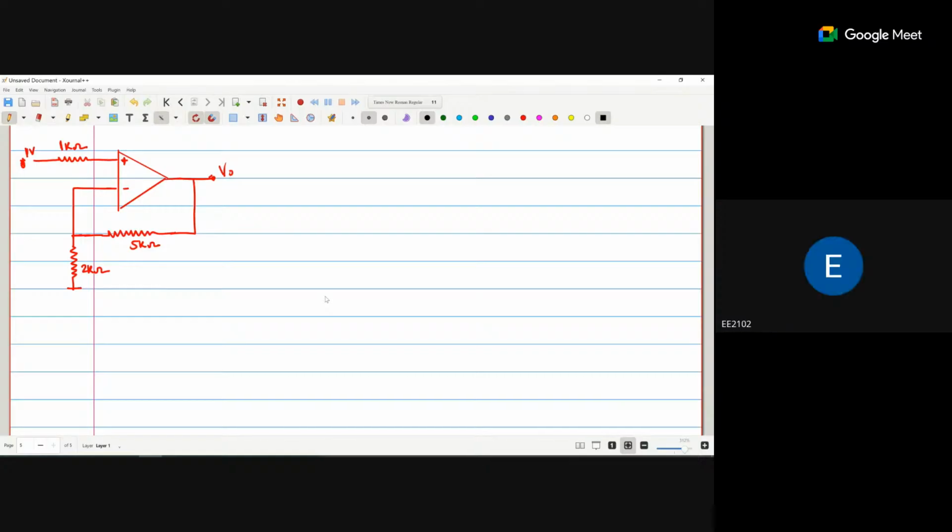Okay, so now you can see that in the operational amplifier, negative feedback is available. If negative feedback is available, we consider the virtual ground. That means the voltage at this point, I consider V1 or V plus, and the voltage at this point, I consider V2 or V minus. Both are equal.